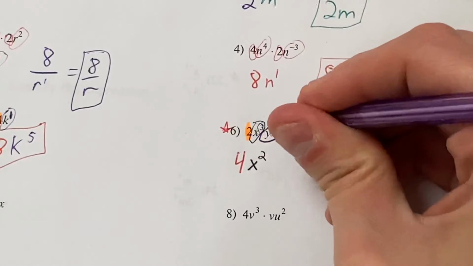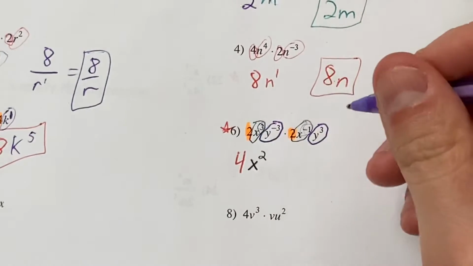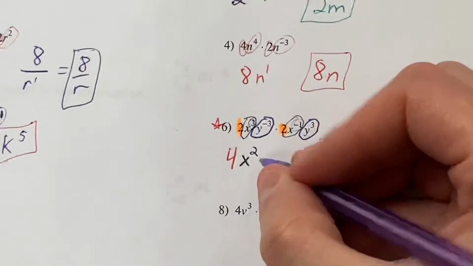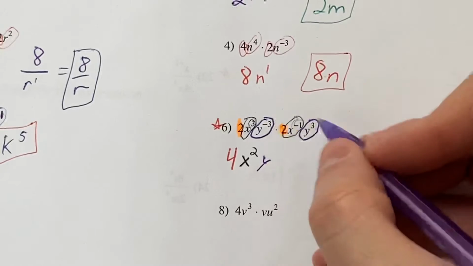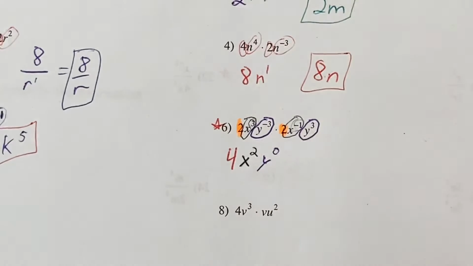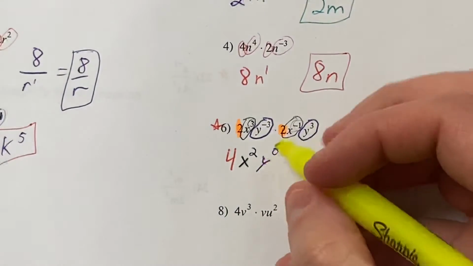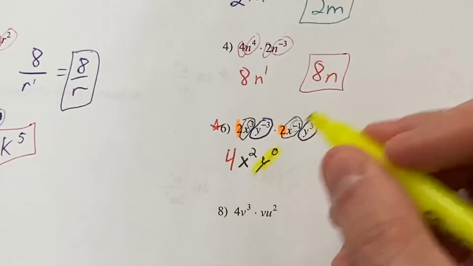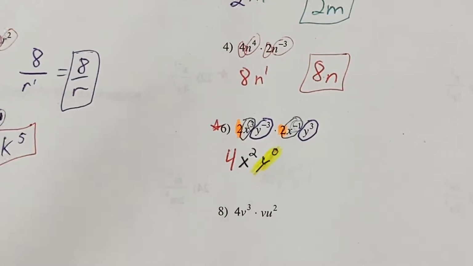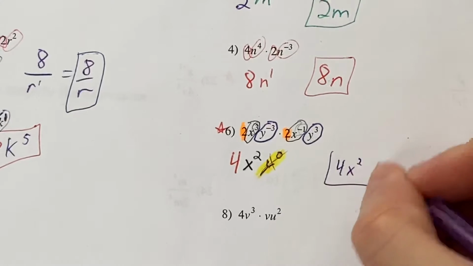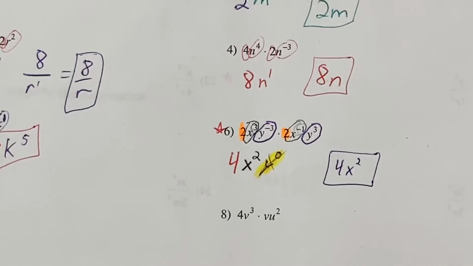And then lastly, we have a y to the 3 and a y to the -3. So y, and then the exponent will be -3 plus 3, which is 0. But the thing is, you have y to the 0, and the other property we talked about was that anything to the 0 power is just 1, which means that's just going to go away. It's going to be completely gone. Your answer is going to be 4x squared. Nothing more, because the 0 power just cancels it out.